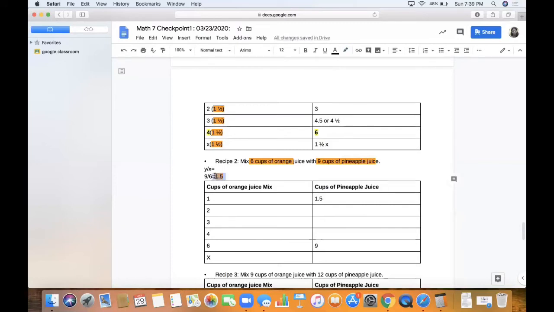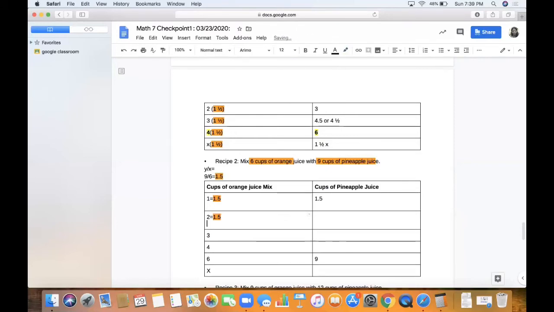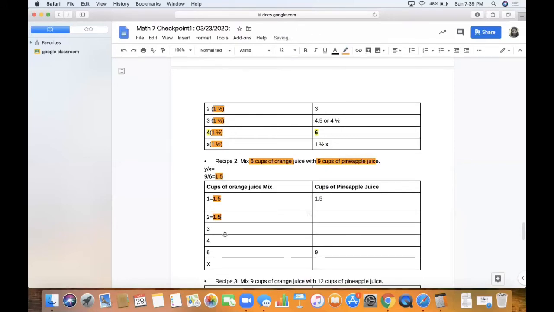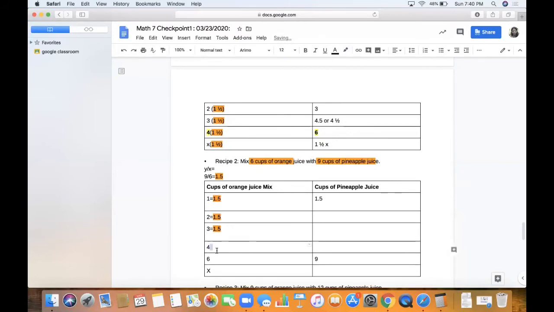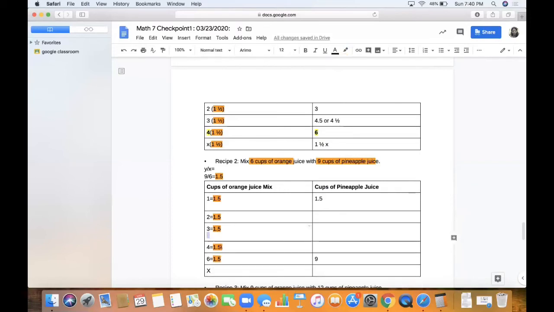So we have 1.5 times 1.5. It's going to be the same exact information as the table above because we know that our ratios are exactly alike. Same proportions. So I know that 2 cups will be 3, 3 cups will be 4.5, 4 cups will be 6, and 6 cups is 9.